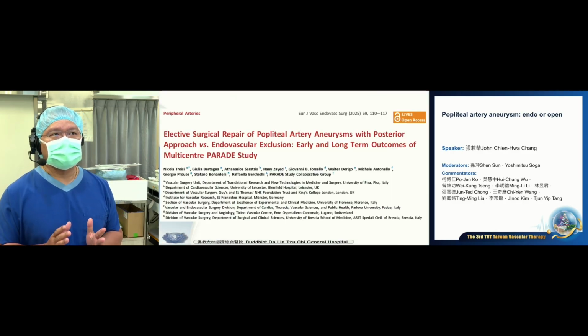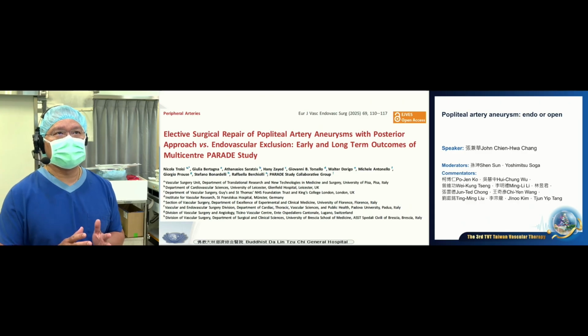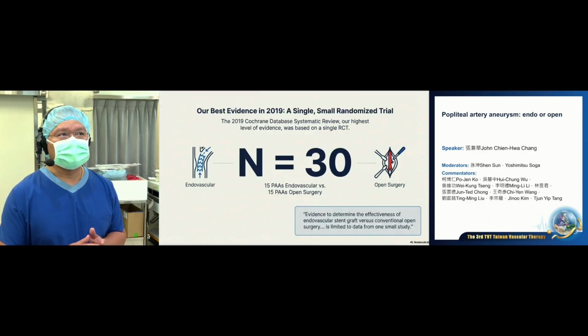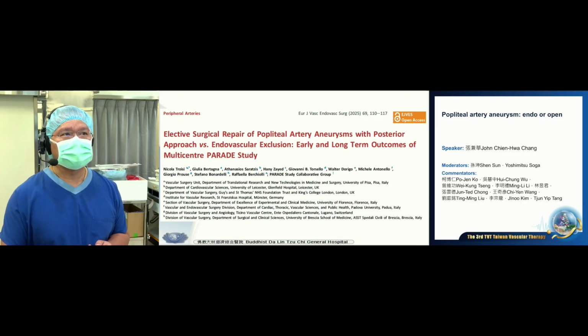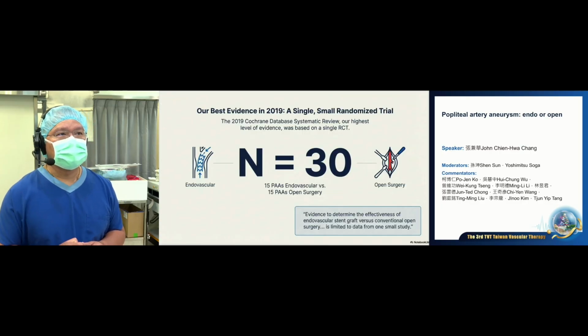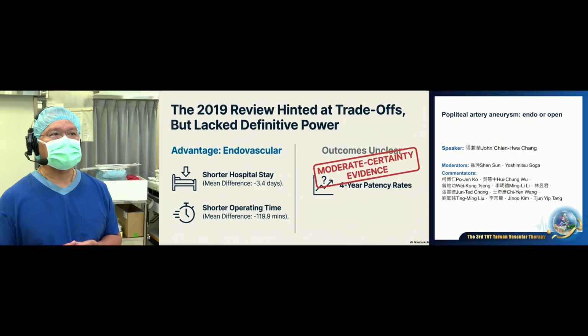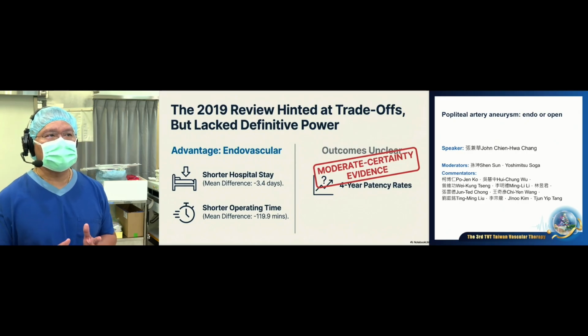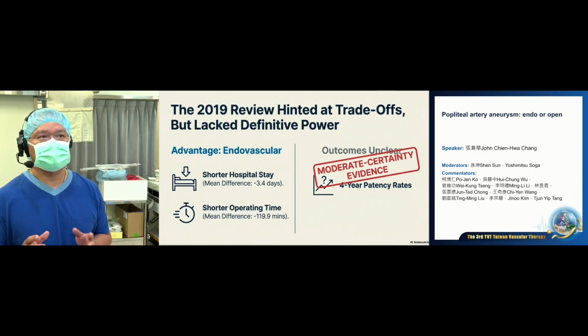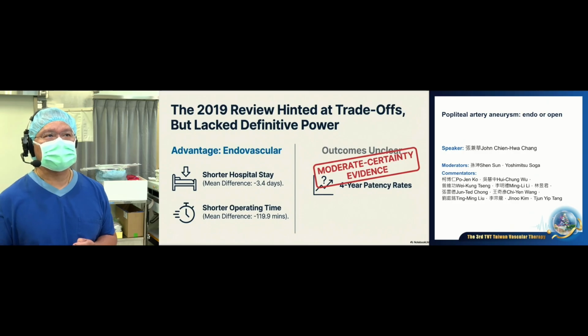Okay, this is the SVS guideline, and do we have new evidence? Yes. This year we have the PARADE study. Before that, there was only a small study, about 30 patients, 15 popliteal artery endovascular and 15 open surgery. In that study, we only knew endovascular has a shorter hospital stay and shorter operation time, but the outcome is unclear.